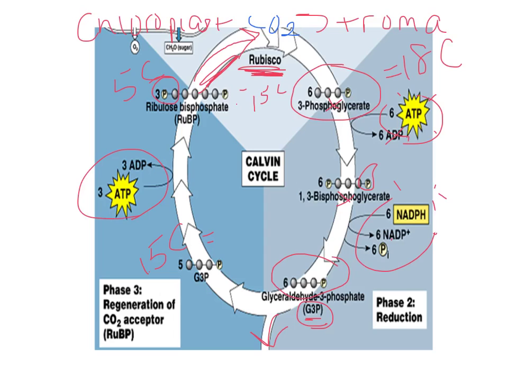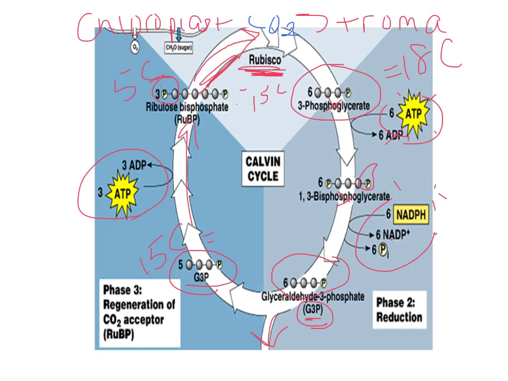Using more ATP, I can rearrange these 5 3-carbon molecules. I've got 15 carbons. Instead of having 5 3-carbon molecules, I can rearrange them now into 3 5-carbon molecules. I can get my RuBP back. I have to regenerate it to complete the cycle.